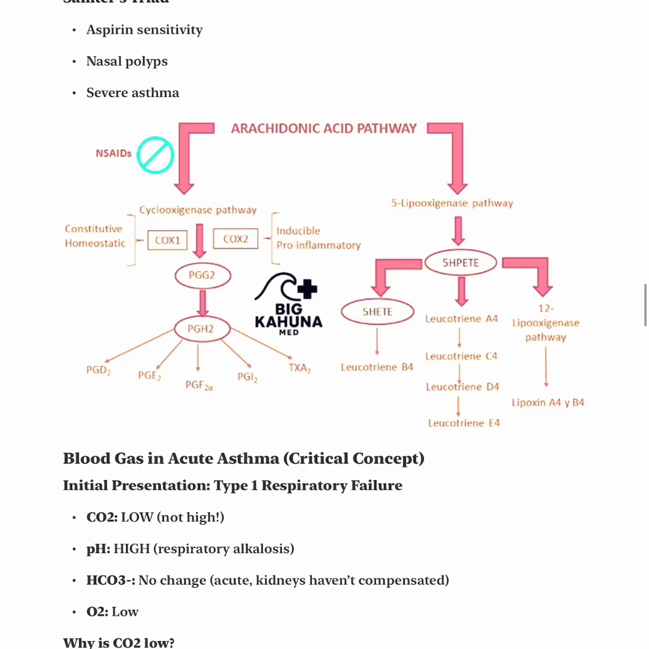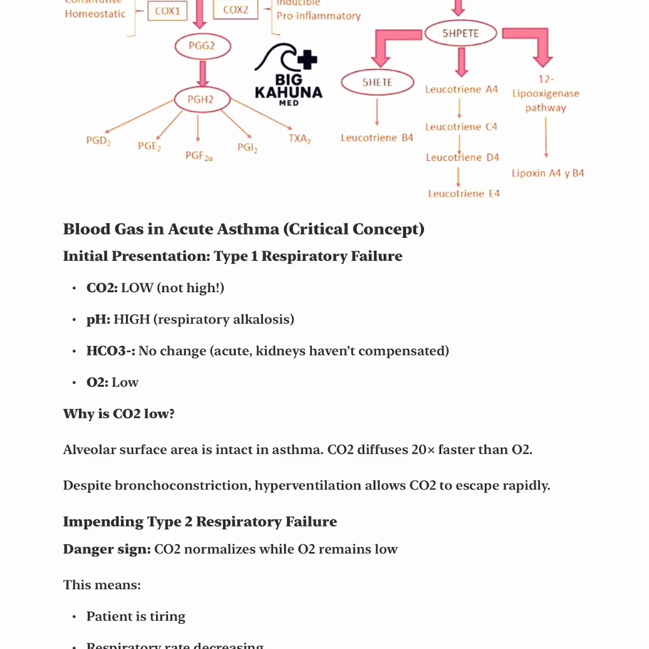All right, let's get into blood gas analysis for acute asthma. The initial presentation is type 1 respiratory failure. Therefore, you will have CO2, which is low. The pH is high due to the CO2 being low. The bicarb is no change because the kidneys haven't had time to compensate, as well as O2 being low.